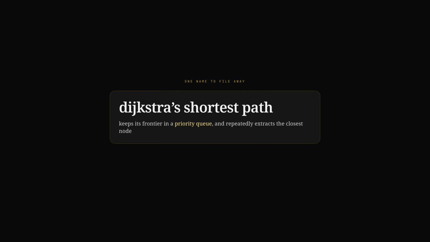And one named a file away. Dijkstra's shortest path keeps its frontier in a priority queue and repeatedly extracts the closest node. That's a DSA pattern story. The structure will be sitting here, waiting for it.